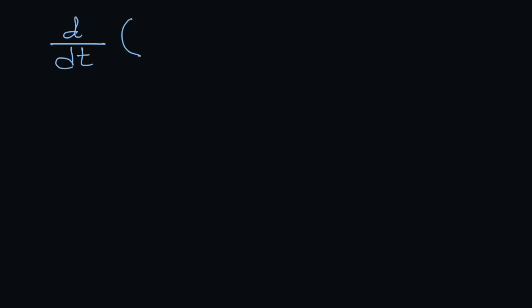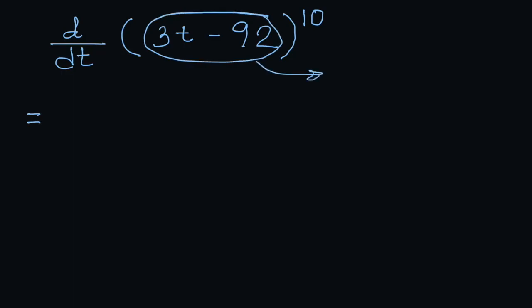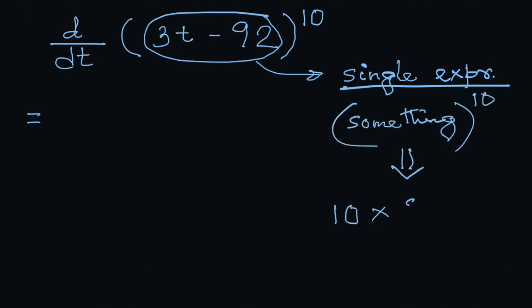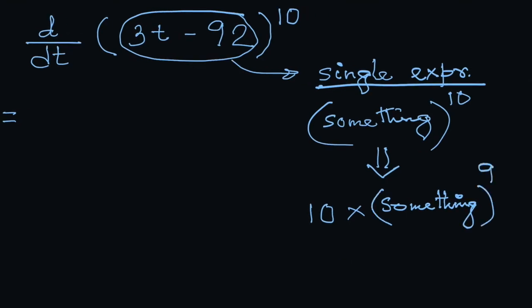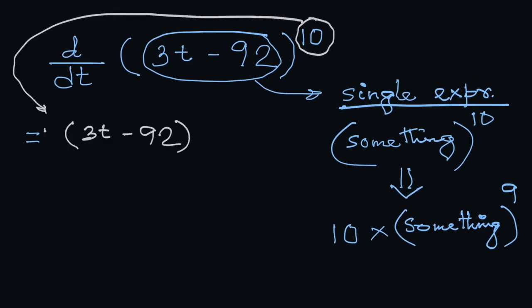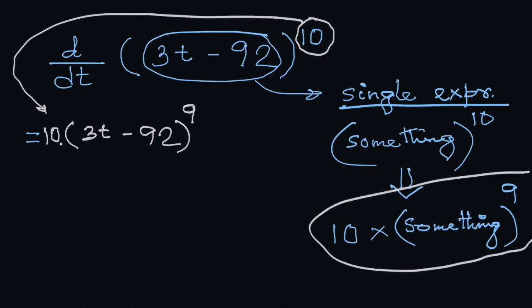So let us take here differentiation of 3t minus 92 whole to the power 10. 3t minus 92 is to be considered to be a single expression. So we know this thing that if something to the power 10 is there, then on differentiating, it will give us 10 into something to the power 9. The power comes first and its power reduces by 1. So here 3t minus 92 whole to the power 10 will give us 10 that much to the power 9.